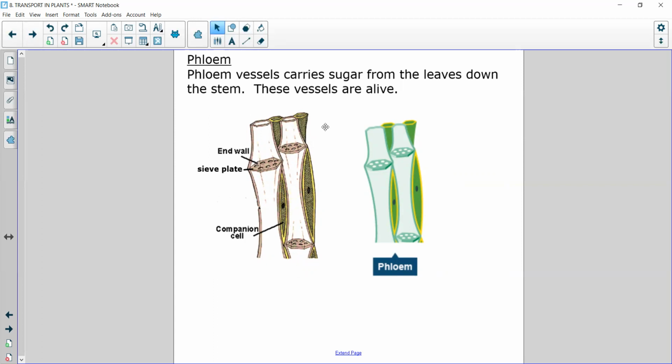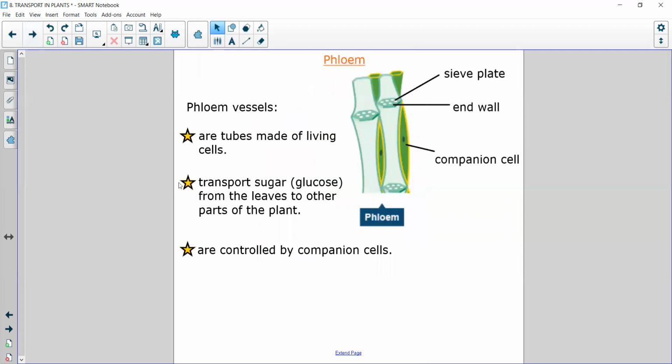To keep these phloem vessels alive, they have what we call companion cells next to them, which are just normal plant cells that help support these unusual plant cells and keep them alive effectively. So things like the ribosomes, the mitochondria and whatnot, to keep these phloem vessels alive, they're all found in these companion cells next to them. Okay, so here's the key facts. These are tubes made of living cells that transport sugar from leaves to other parts of the plant, and they are controlled and kept alive by these companion cells. So that is our phloem.